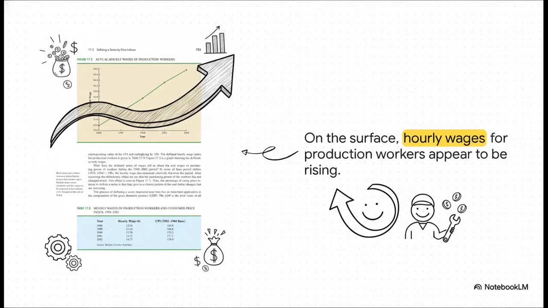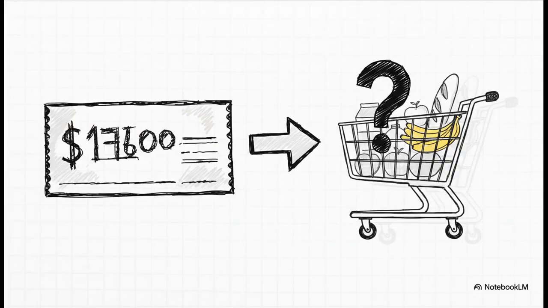And with the CPI, we can do some really cool analysis. Take a look at this chart. It shows the average hourly wage for workers between 1998 and 2002. At first glance, looks pretty good, right? A nice, steady climb upwards. This is what economists call the nominal wage. It's really just the dollar amount you see on your paycheck, without any other context. But it doesn't tell you what that money can actually buy.